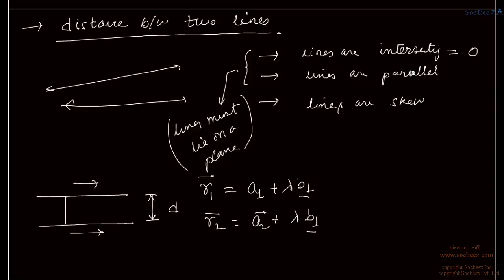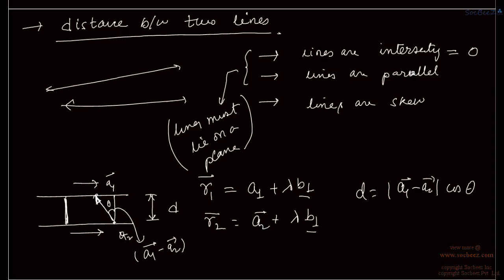If we want to find the distance between these two lines, we have to find, say this is point A1, and this is point A2. Then this vector is A1 minus A2, or A2 minus A1, whatever. Basically, to find this distance, we have to find the projection of this vector on this. Say this is theta, then the distance is the modulus of a1 minus a2 times cos theta, right?